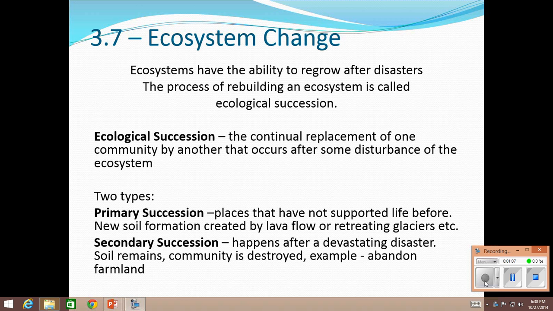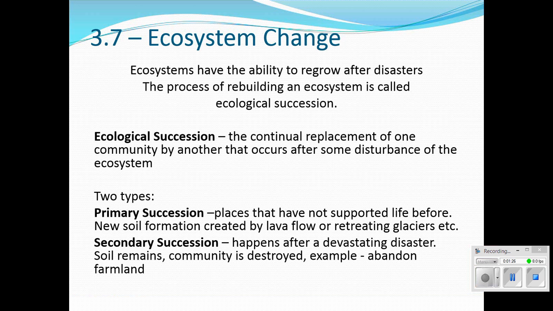Like, for example, an abandoned farmland, where it was being used in supporting crops, but then they just stopped using it. And it needs to take time for that soil to rebuild itself and get back to its natural state that it would have been before it was being farmed.